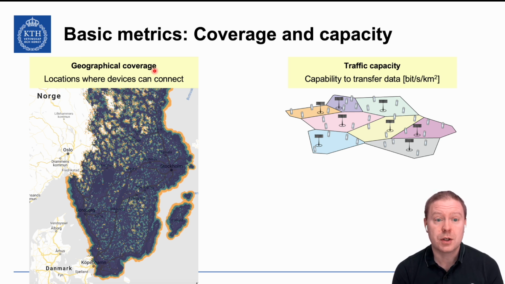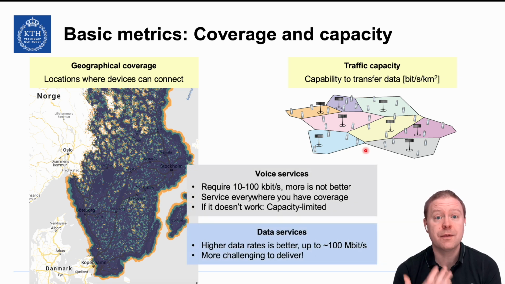But then, because the signals are spreading out very rapidly with distance, you might be getting different bit rates depending on where you are, and the network as a whole might also have different traffic capacity, measured in terms of number of bits per second that it can deliver per square kilometer. Different services have different requirements when it comes to coverage and capacity.